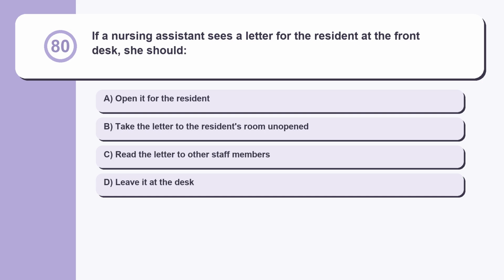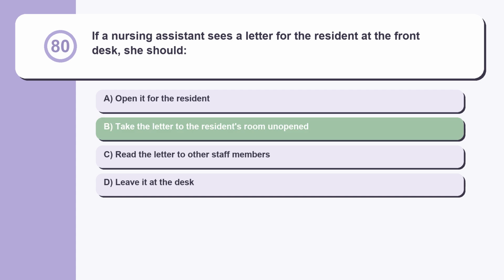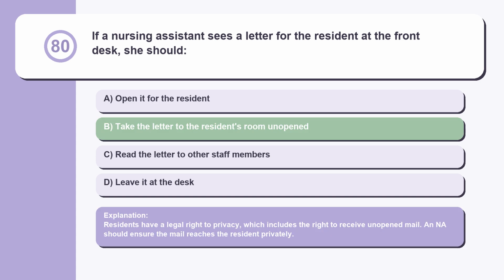Question 80. If a nursing assistant sees a letter for the resident at the front desk, she should open it for the resident. Take the letter to the resident's room unopened. Read the letter to other staff members. Leave it at the desk. Residents have a legal right to privacy, which includes the right to receive unopened mail, and NAs should ensure the mail reaches the resident privately.